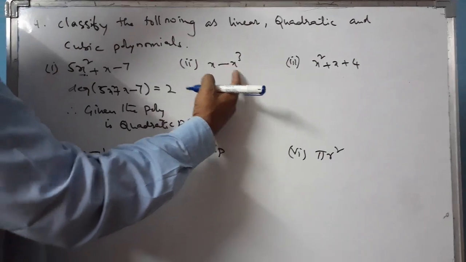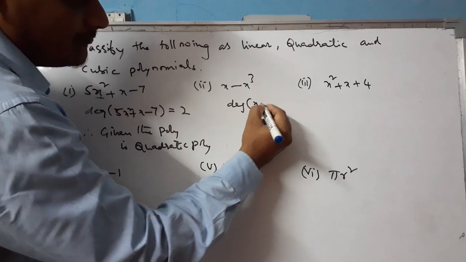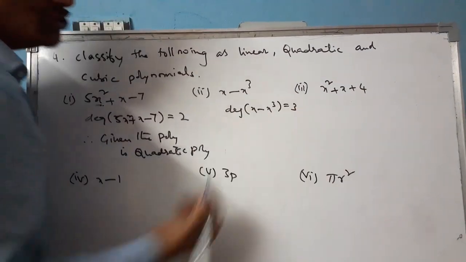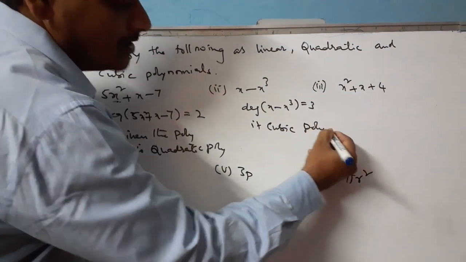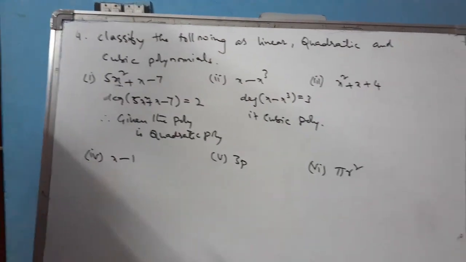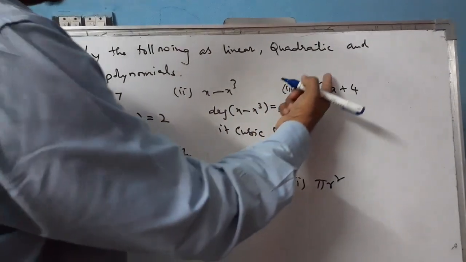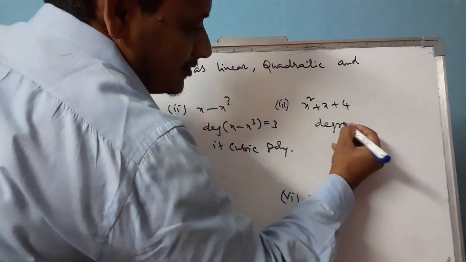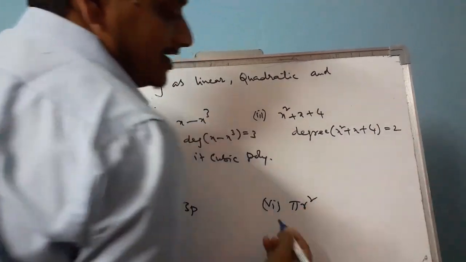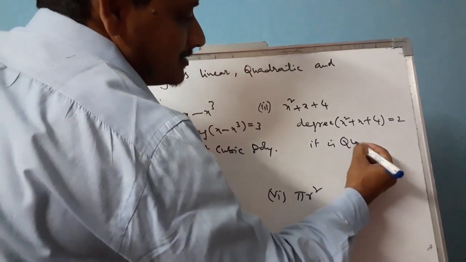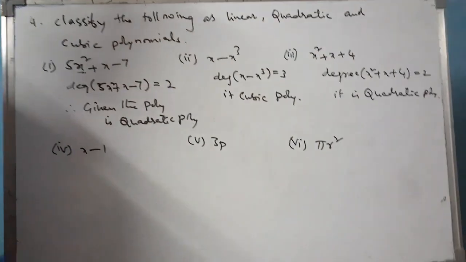Next, what is that? Here the highest power of x is 3. So the degree of x minus x cube is 3. So it is a cubic polynomial. If the degree is 3, then it is called a cubic polynomial. The third one is x square plus x plus 1. The highest power is 2. So the degree of x square plus x plus 1 is 2. It is a quadratic polynomial.